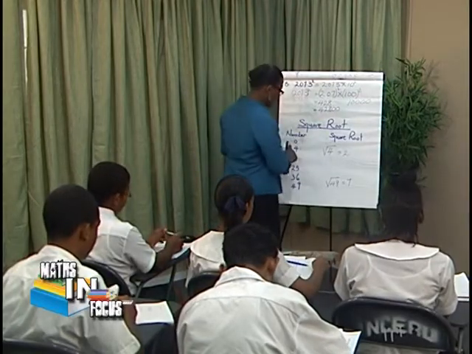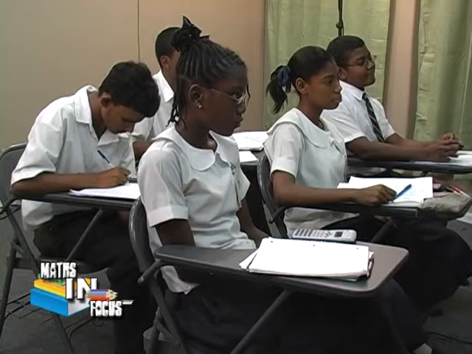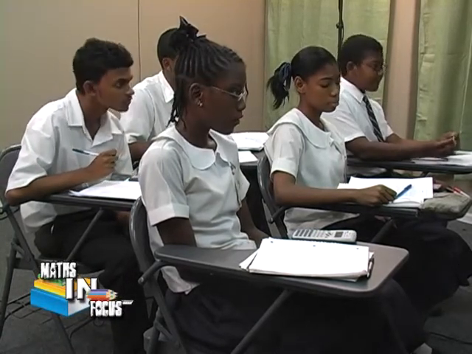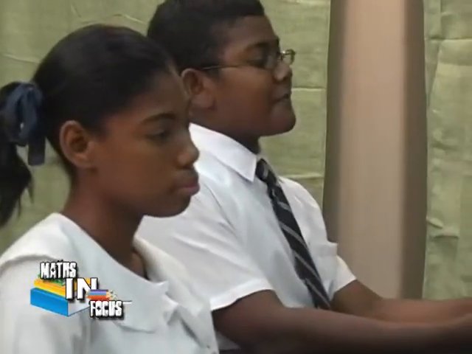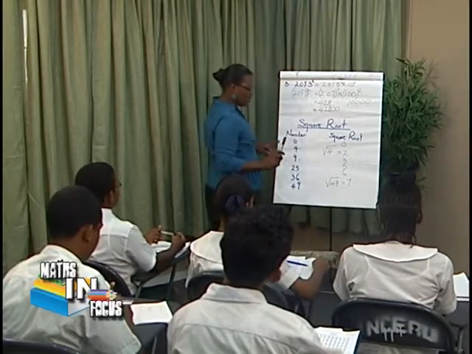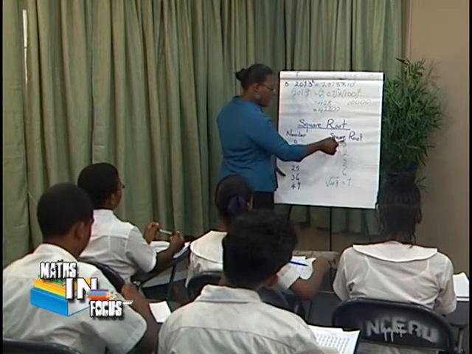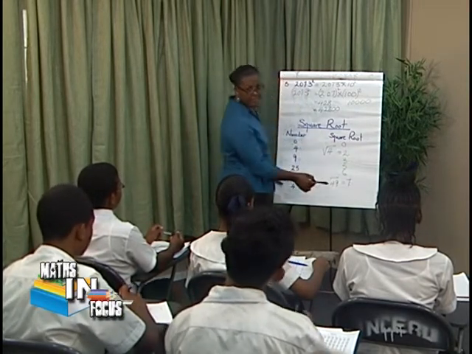Yes, Neon, what's the square root of 0? 0. Keisha, what's the square root of 9? 3. Miracle, what's the square root of 25? 5. Jonathan, what's the square root of 36? 6. Now, if you notice here, the square roots of these numbers are all positive.